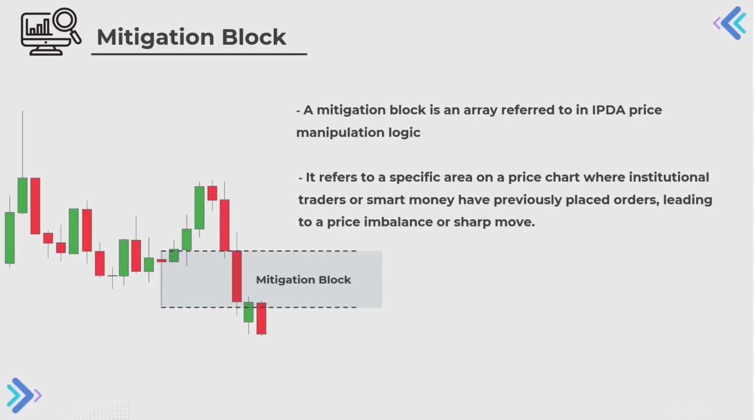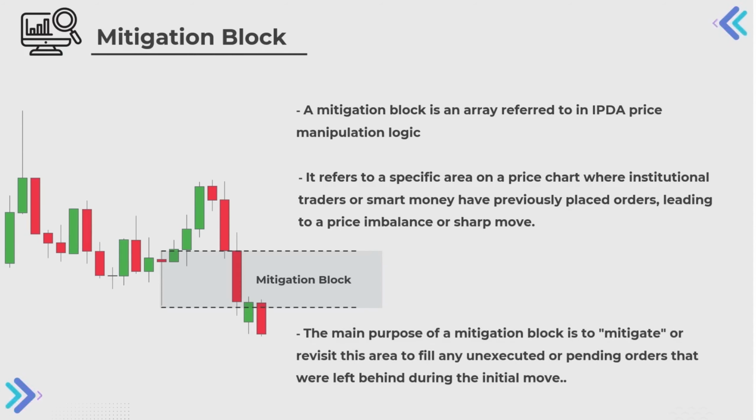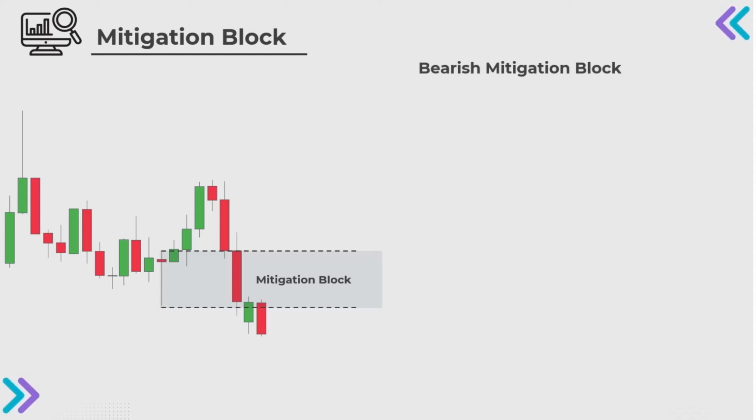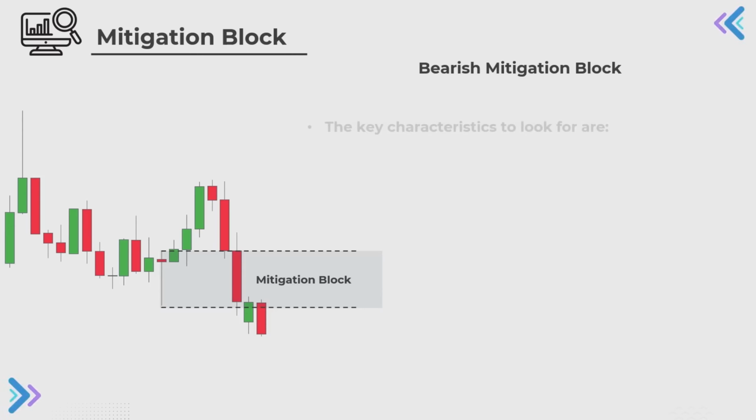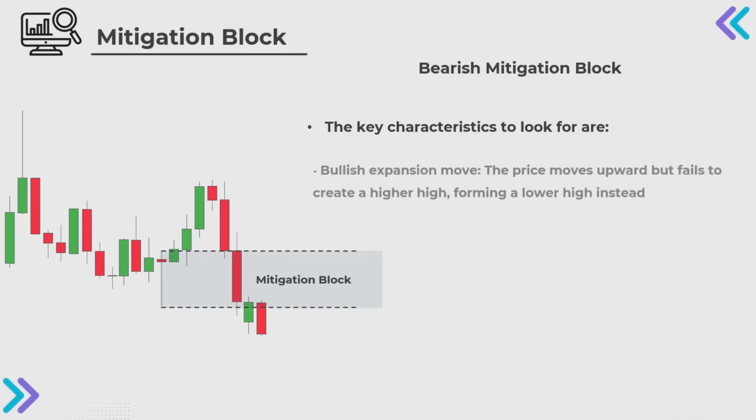A mitigation block is an array referred to in IPDA price manipulation logic. It refers to a specific area on a price chart where institutional traders or smart money have previously placed orders, leading to a price imbalance or sharp move. The algorithm will refer to this area to allow interbank level traders to mitigate their long or short positions in the market. The main purpose of a mitigation block is to revisit this area to fill any unexecuted or pending orders that were left behind during the initial move.